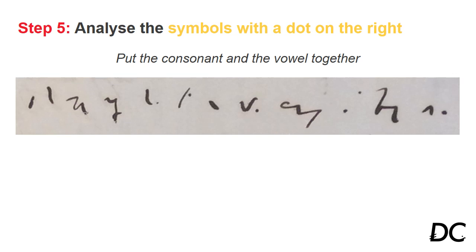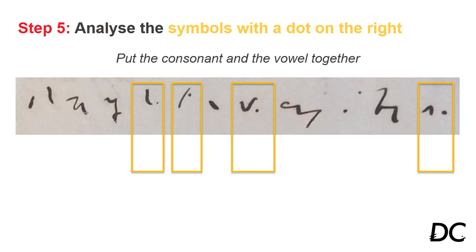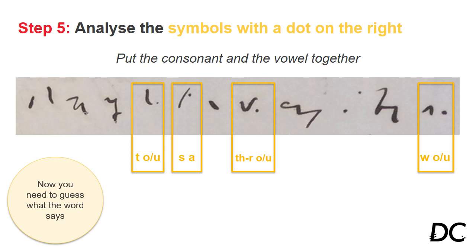So putting our consonants and vowels together in each box. In the first box, we've got a T, followed by O or U. In the second one, we've got S, followed by A. In the third one, we've got THR, followed by O or U. And in the fourth one, we've got W, followed by U. Now we need to string these together into words. So the first box looks like the word to, the second looks like say, the third looks like through, and the fourth looks like who.